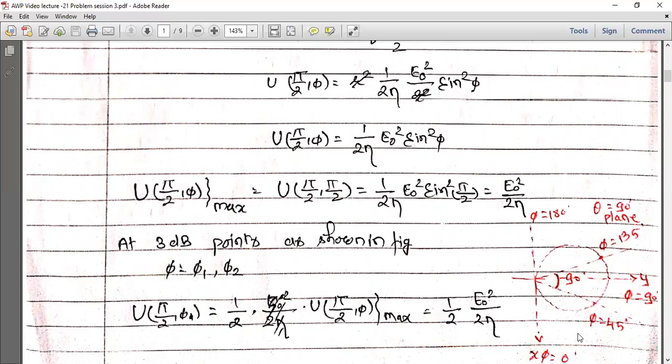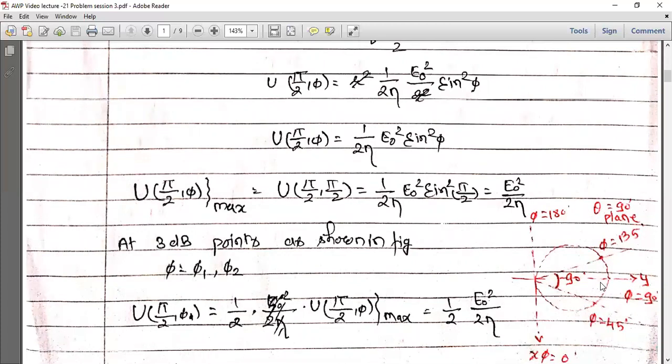So at different values of phi, when you substitute phi equals 0 here, you find 1 by 2 eta E0 square into sine 0, which is 0. So in this direction, no power is radiated, as you can see in the figure. At phi equal to 180, again it is 0, no power is radiated in this direction. So along the positive x direction and along the negative x direction, there will be no radiation.